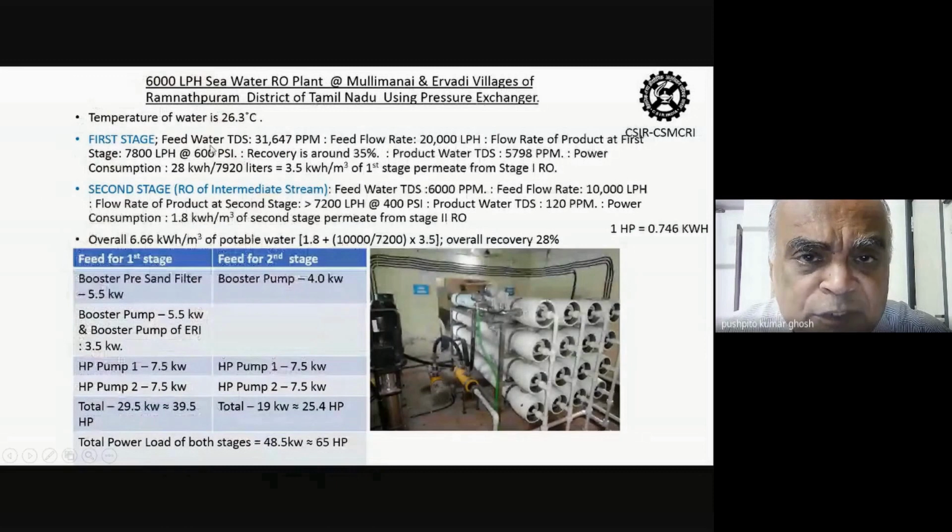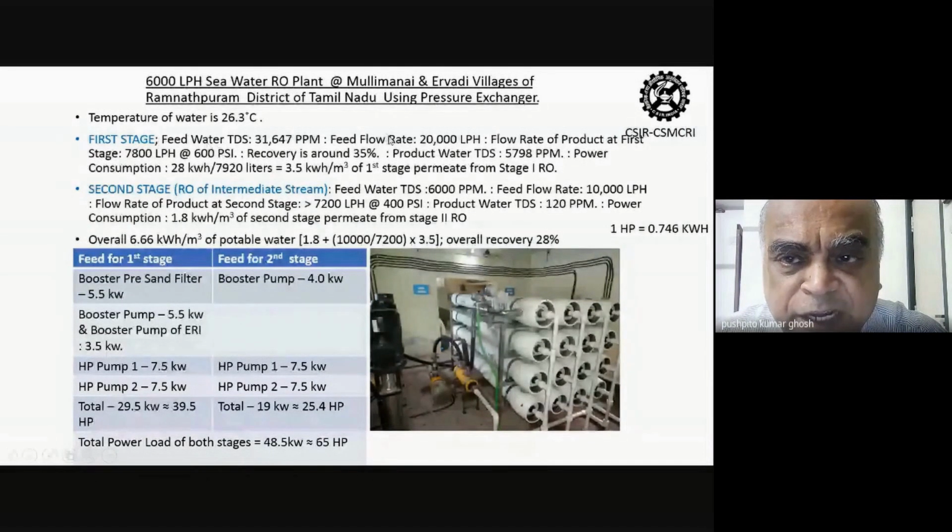So the two stages are not the same. Just to give you some data on the energy consumption for this plant, one of the plants, it can produce roughly between 3,000 and 6,000 liters per hour of pure water from seawater. You can go through what the feed water salinity was, what the feed water flow rate was, what the product water flow rate was, what the recovery was, what the product water salinity was.